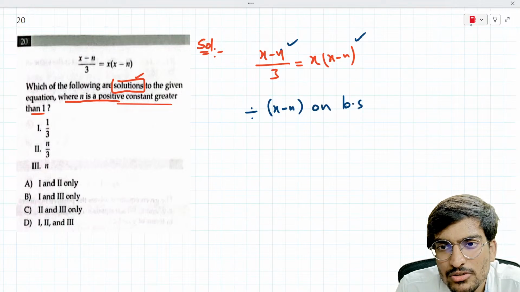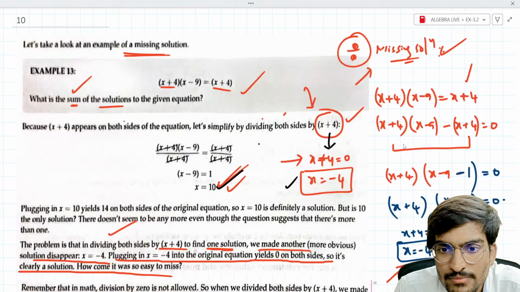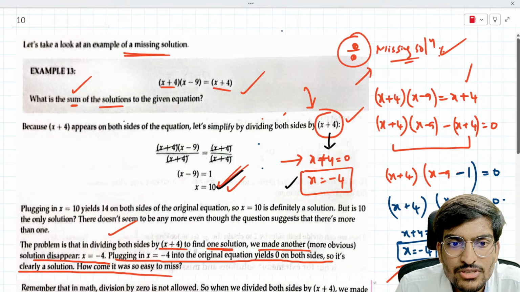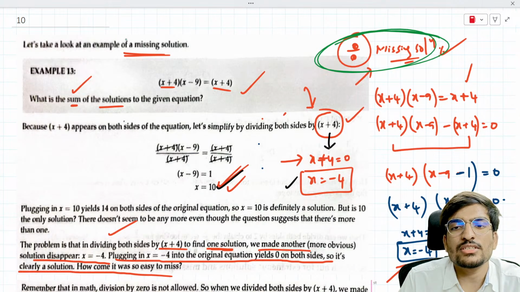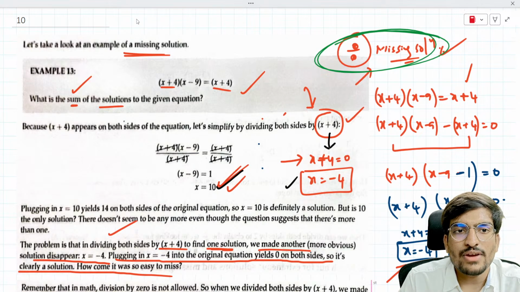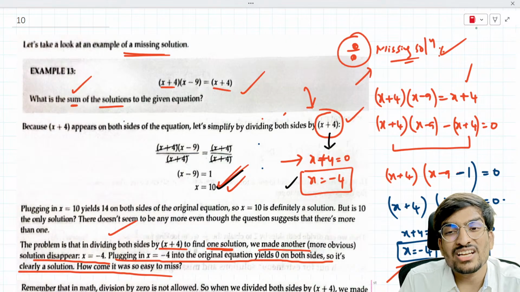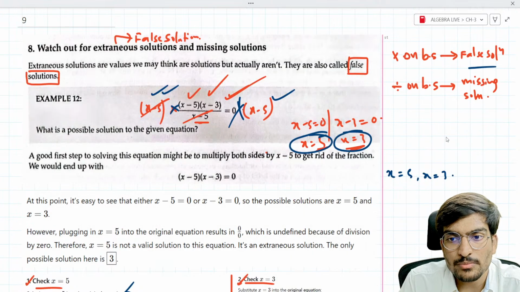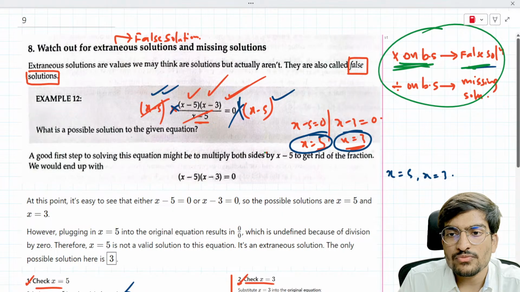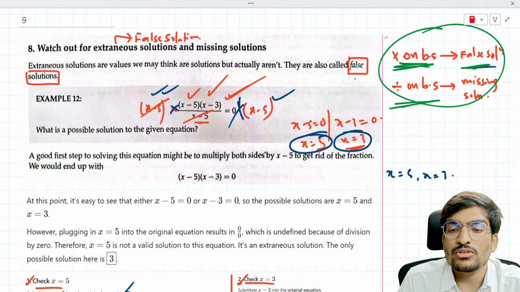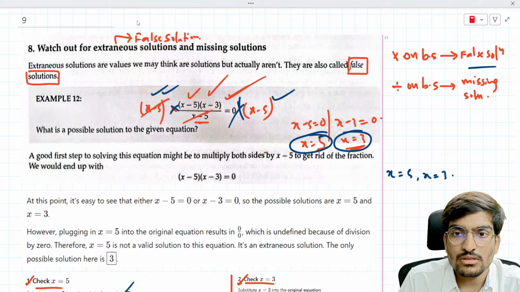And remember, you learned something about this division. Whenever you divide something, you miss a solution. Whenever you divide something, you miss a solution for this fractional part. Whenever you multiply, you get a false solution. I don't know whether you remember or not from this topic. Whenever you multiply on both sides, a false solution arises. Whenever you divide, you get a missing solution.